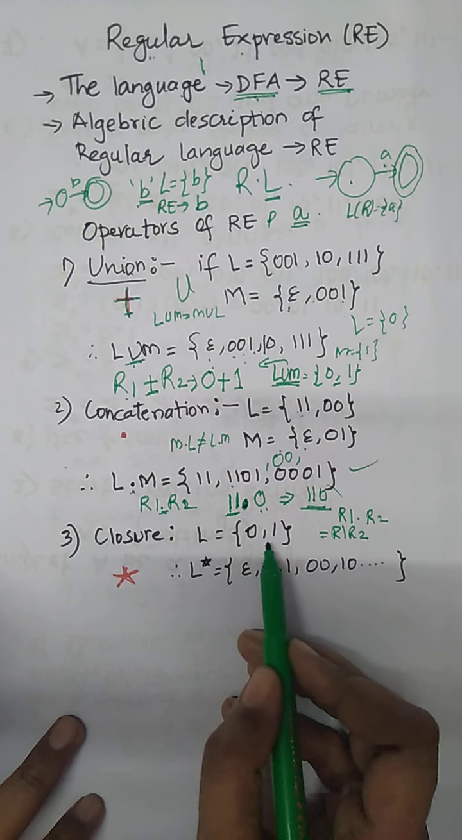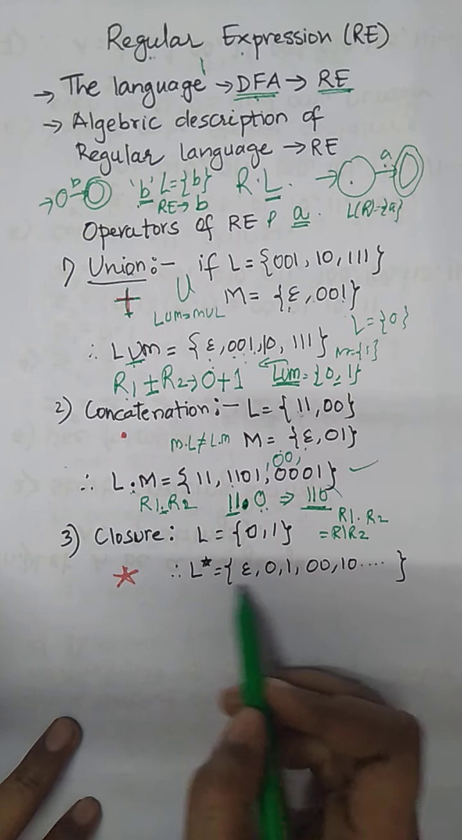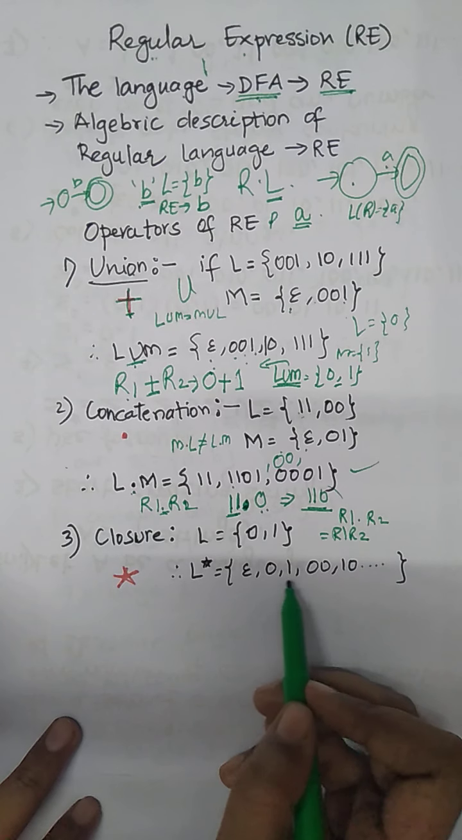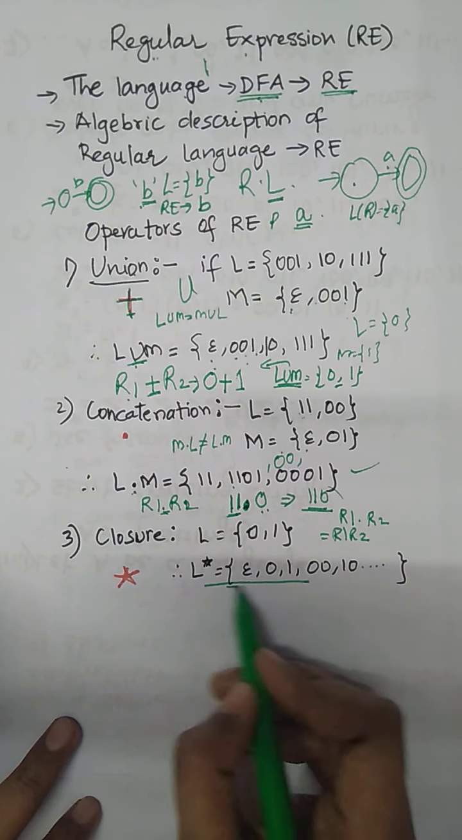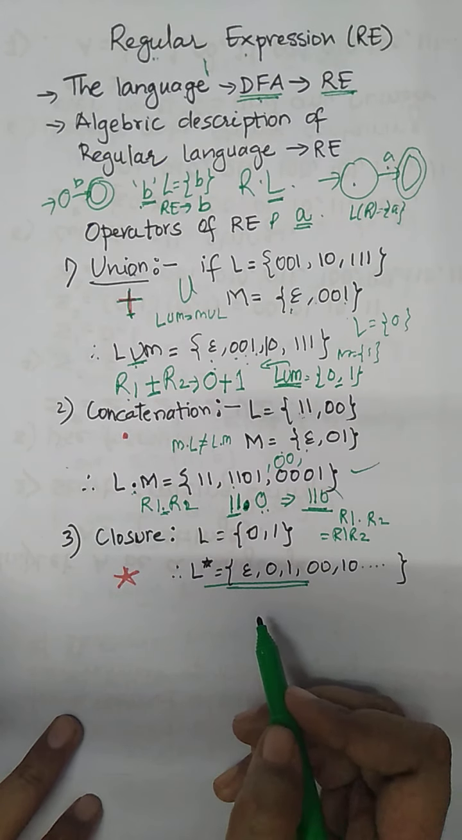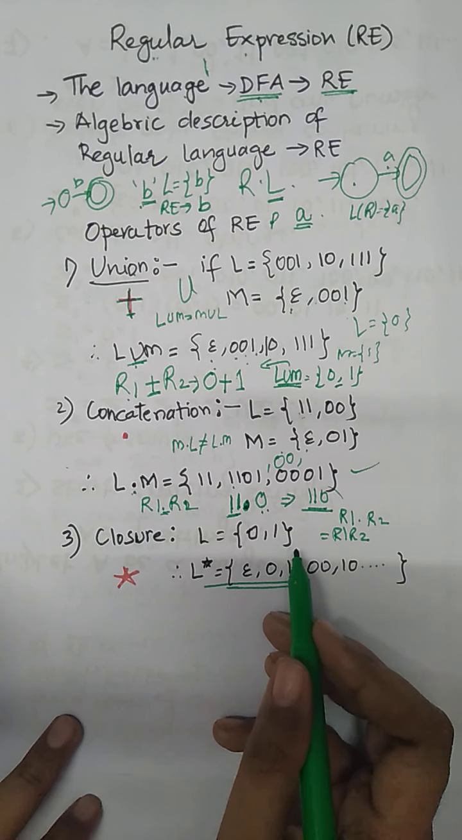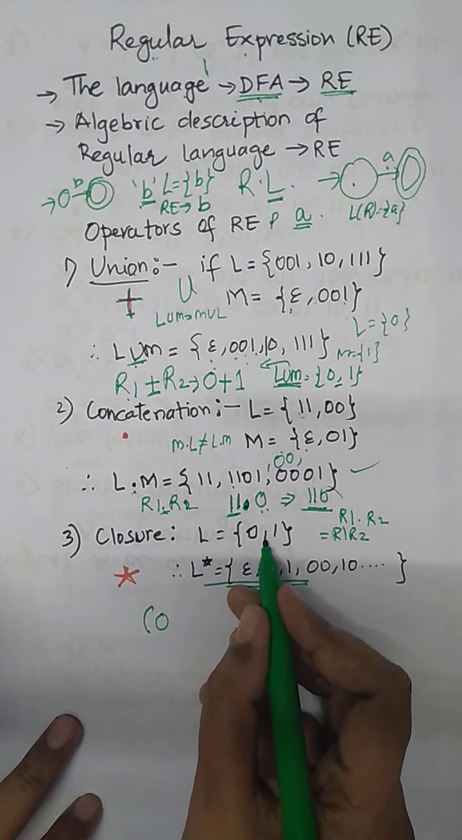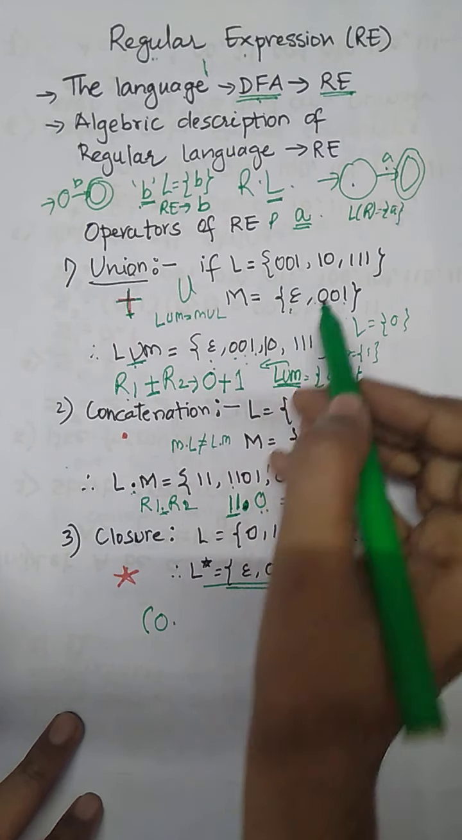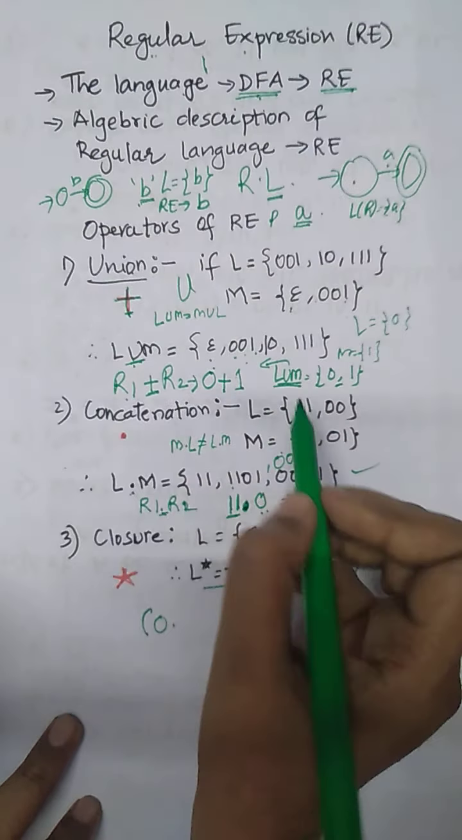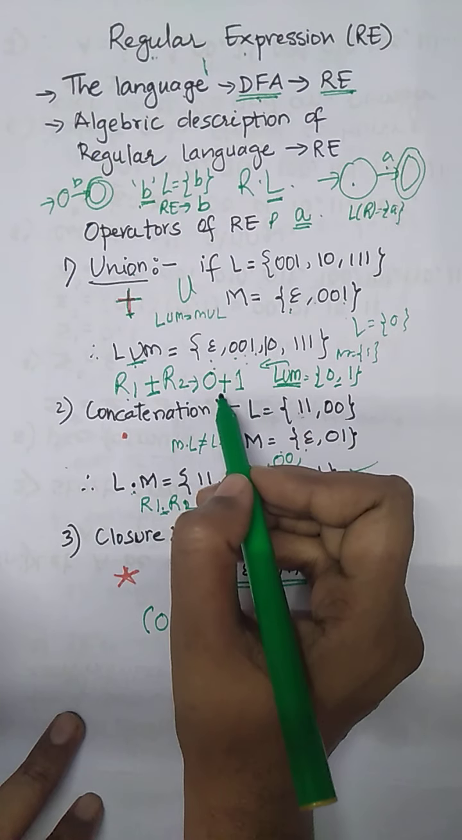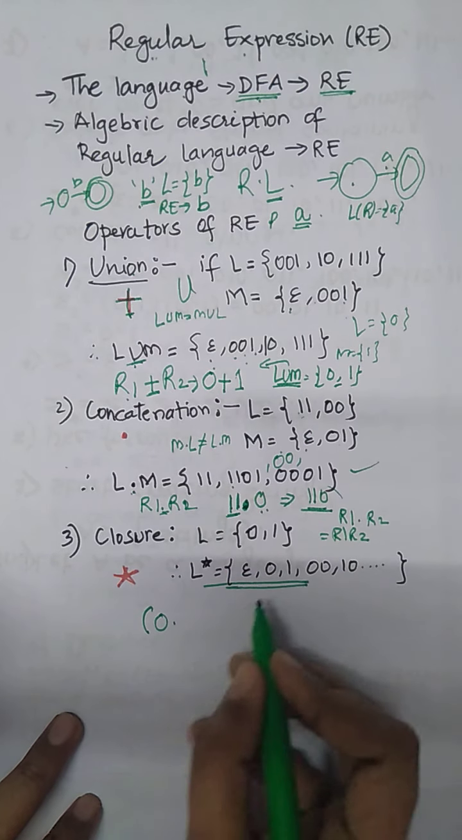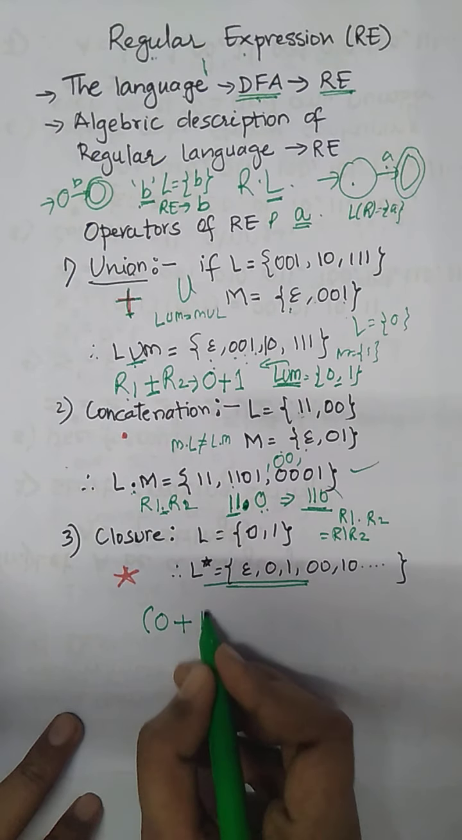So if L is {0, 1}, what are the possible strings? The possible strings are epsilon, 0, 1, 11, 10. This is in the language notation. But in the case of a regular expression, how can we write it? For the comma, which operator did we use? For the comma we used the plus sign. Here also we use the plus sign. So for the comma we are going to use 0 plus 1.